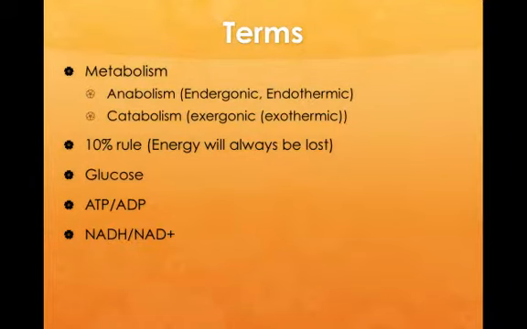Some terms that are important: metabolism, anabolism, catabolism, endergonic, endothermic, exergonic, exothermic. 10% rule: glucose, ATP, ADP, adenosine triphosphate, adenosine diphosphate.